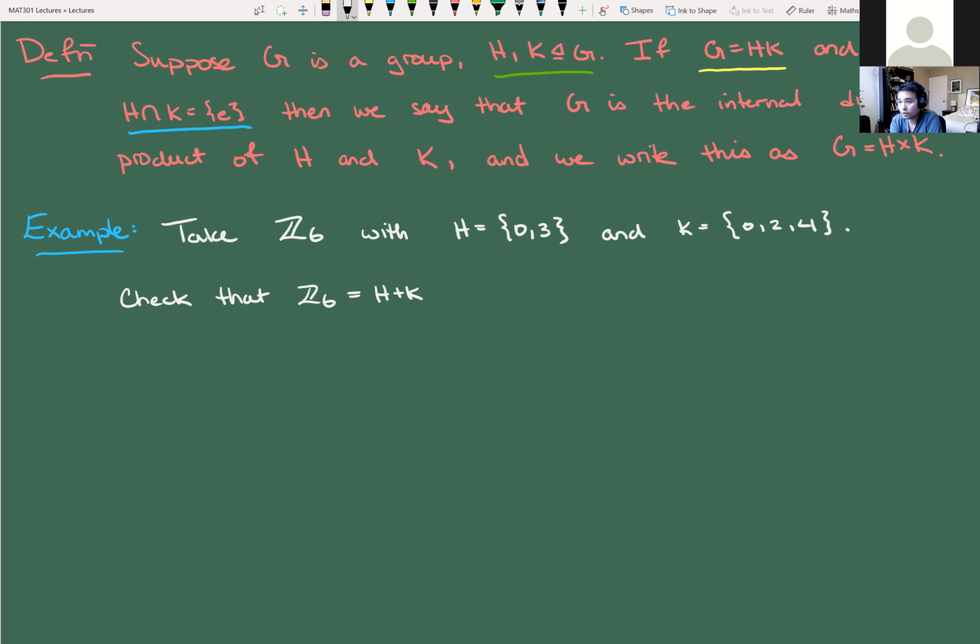How do I get 5? Oh, it's 3 plus 2. And there you go. And now you've gotten every single element, right? So every single element is either in H or K or is a sum of an element from each of them. So it certainly adds to everything. And just by inspection, their only intersection is the identity element 0, right?